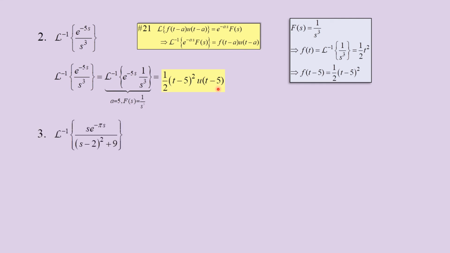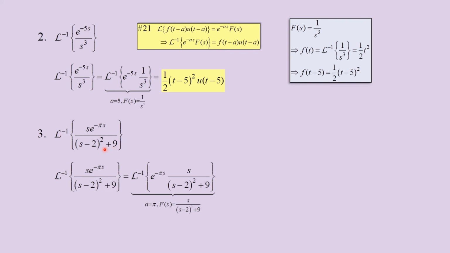Question number 3, what is the inverse Laplace transform of s e to the negative 5s divided by (s minus 2) squared plus 9? Okay, let us rewrite this function in the form of e to the power of negative pi s multiplied by s over (s minus 2) squared plus 9. Okay, so it is obvious that a is equal to pi. Okay, and this has to be the F(s). So F(s) is equal to s over (s minus 2) squared plus 9.